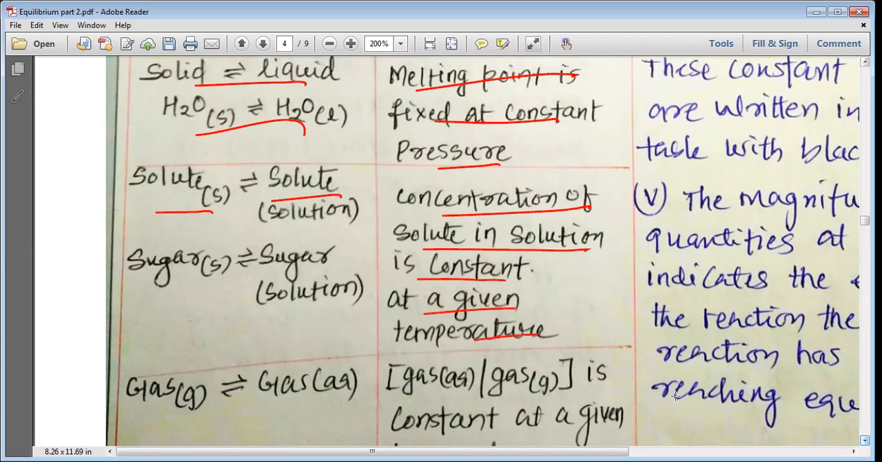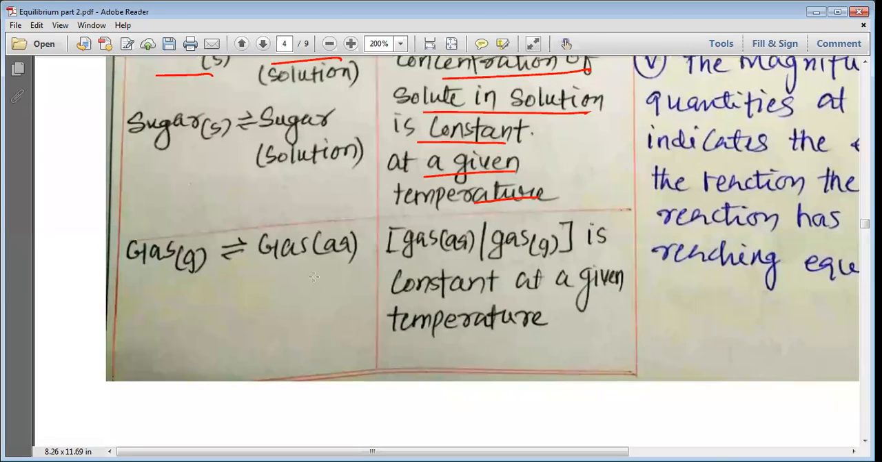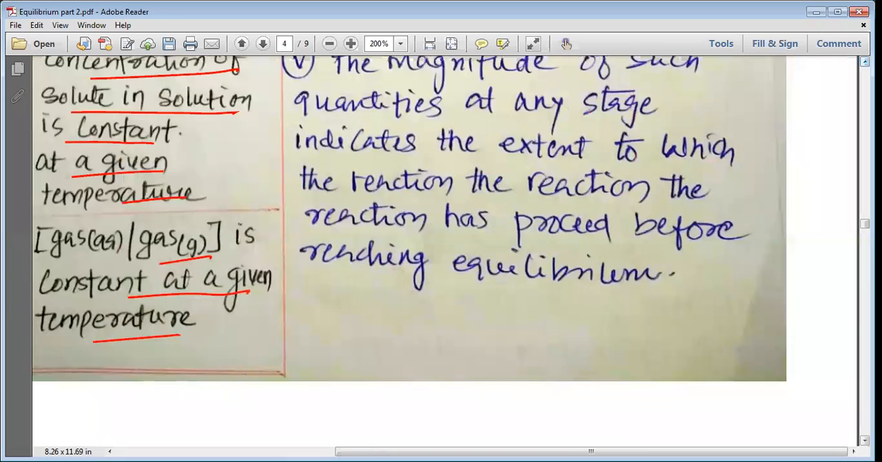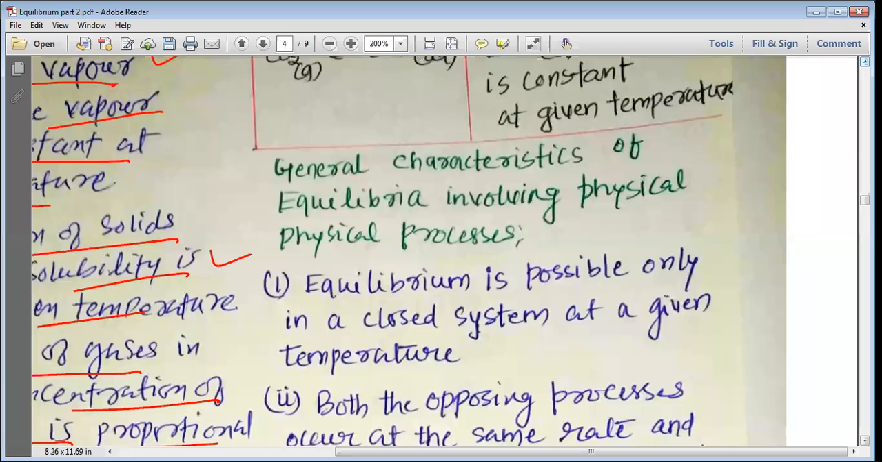And when gas and gas in solution equilibrium is established, you can say that the gas remaining in the aqueous solution and the gas remaining in the gas form is constant. That means the mass of gas dissolved in the solution remains constant, and the mass present in the gaseous form remains constant. So the concentration of both types of gases remains constant.